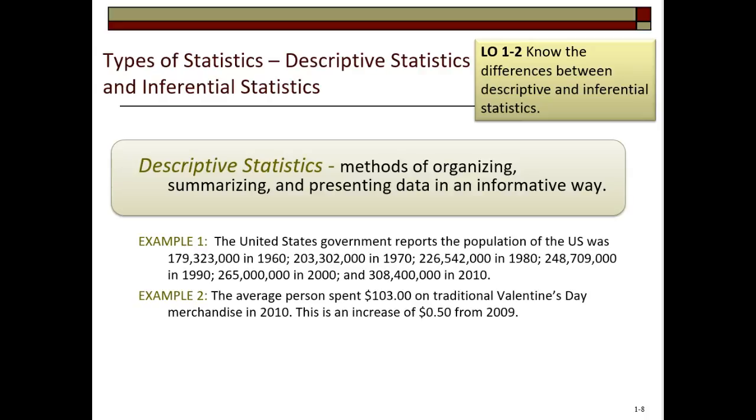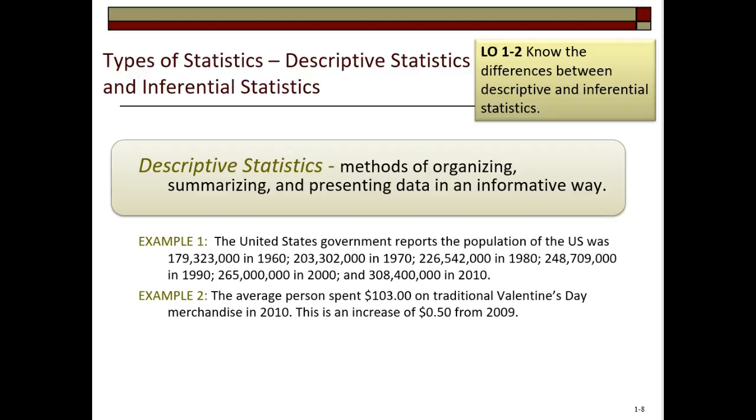Earlier, we defined what we mean by statistics. In our study of business statistics, we classify statistics in two ways: descriptive and inferential. Descriptive statistics is a method of organizing, summarizing, and presenting the data in an informative way. Examples of descriptive statistics are the mean, standard deviation, proportion, range, and other statistical measures.